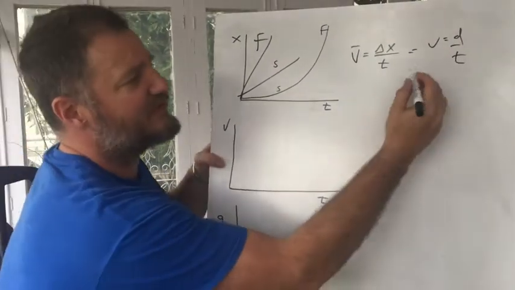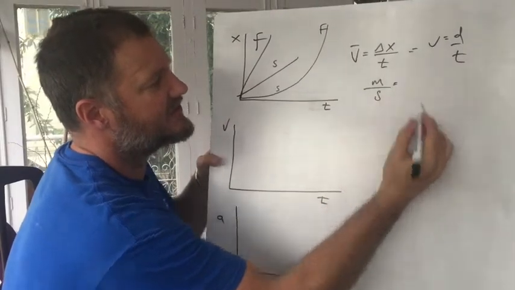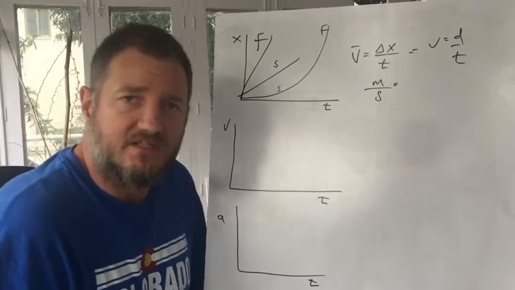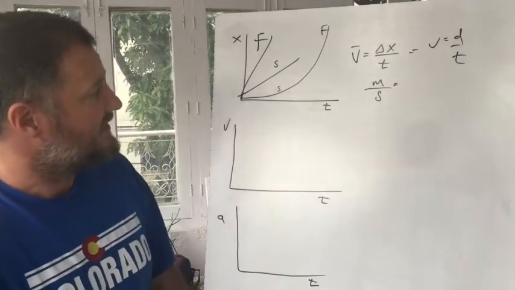Makes sense too, because if you look at the units, your distance is in meters and your time is in seconds, and so obviously meters over seconds is a representation of your distance versus time, or how fast you're going.